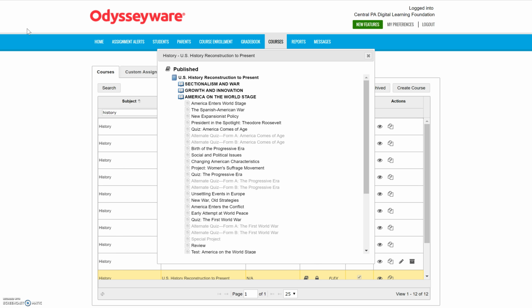We are going to be learning about World War One this week. You guys just finished up learning about the women's suffrage movement, the Progressive Era. Now there's some unsettling events in Europe, and it's going to lead up to World War One. So this is the area that we are focusing on this week.